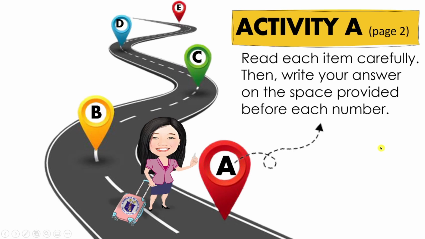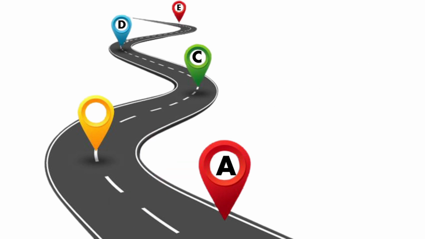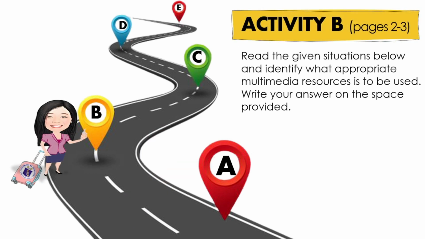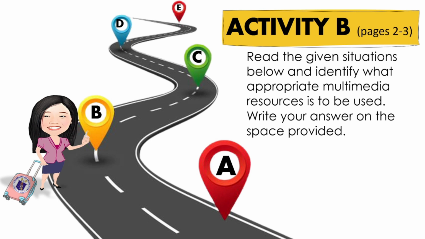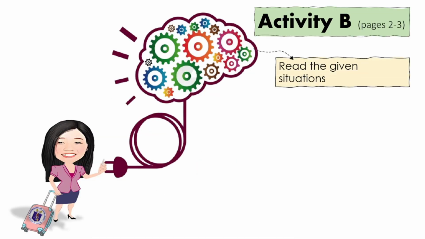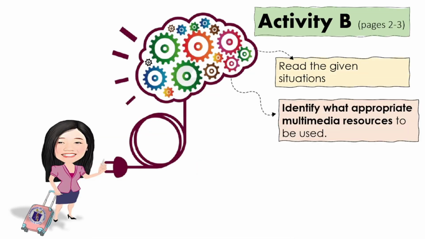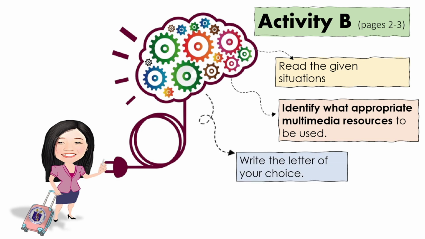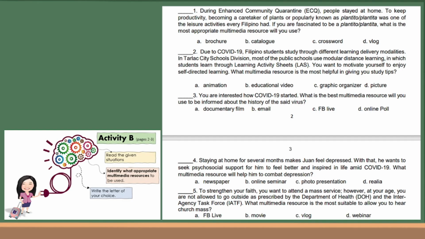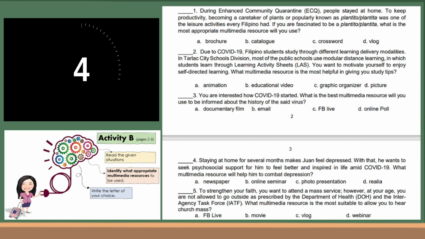Once you're done with activity A, let's move forward to activity B on pages 2 to 3. This is the same with the previous one. Multiple choices. Let's go! For activity B, first, read the given situations. Then, identify what appropriate multimedia resources to be used and write the letter of your choice. You will be given a minute to accomplish this task. In case you won't be able to finish it within the given time frame, you can always pause this video and go back.